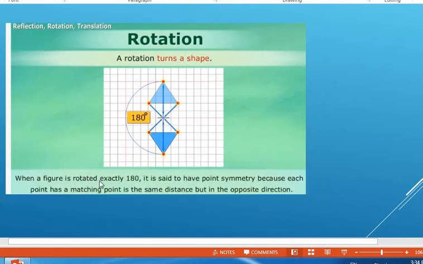When a figure is rotated exactly 180, it is said to have point symmetry, because each point has a matching point at the same distance but in the opposite direction. Like here, half distance, 180, it turns the shape 180, and if it is a full one, it will be 360. Here I have a point of symmetry.